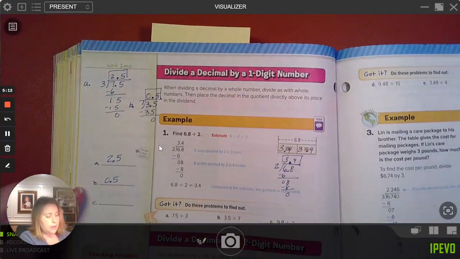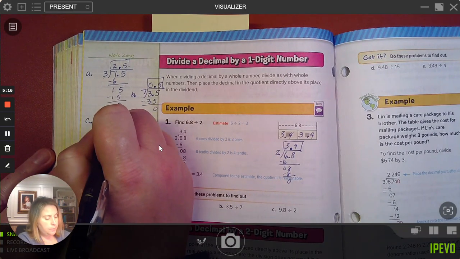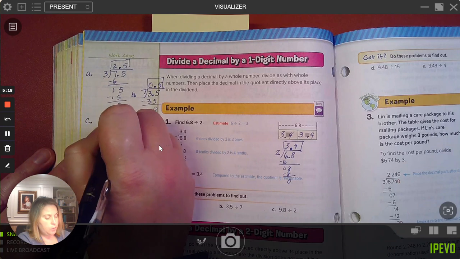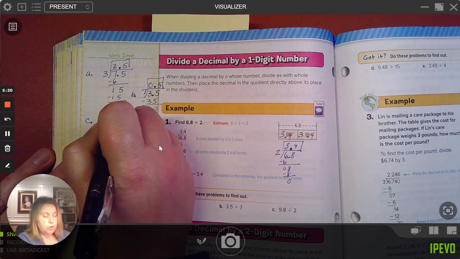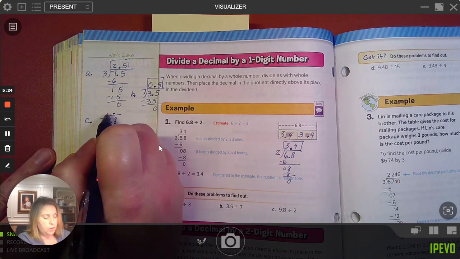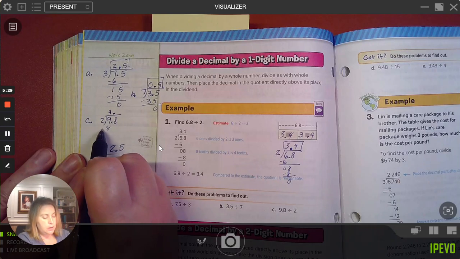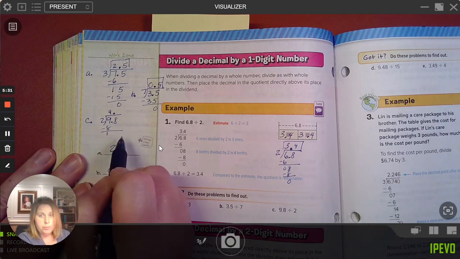So letter C, we have 9.8 divided by 2. We bring our decimal straight up. Does 2 go into 9? Yes, it does. How many times does it go in? 4. 4 times 2 is 8. 9 minus 8 is 1. Bring down the 8.